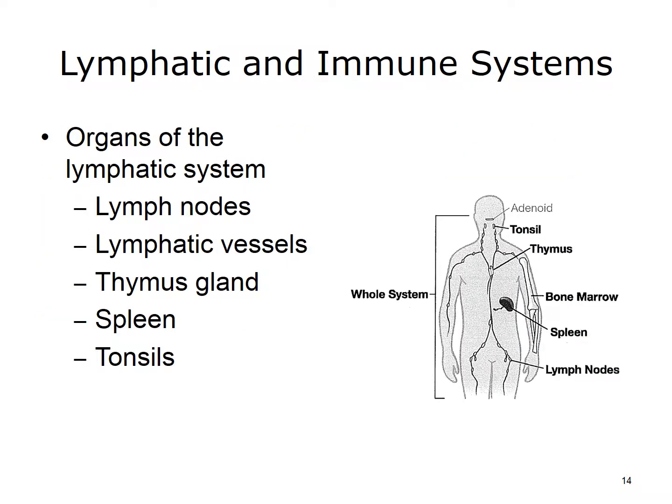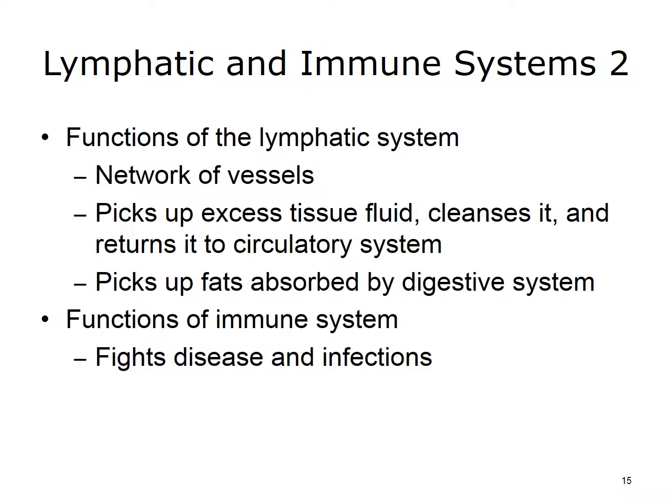Now let's turn our attention to the lymphatic and immune systems. The organs of the lymphatic system are the lymph nodes, lymphatic vessels, thymus gland, spleen, and the tonsils. The lymphatic system is comprised of a network of vessels whose function is to pick up excess tissue fluid, cleanse it, and return it to the circulatory system. Another function of the lymphatic system is to pick up fats that are absorbed by the digestive system.